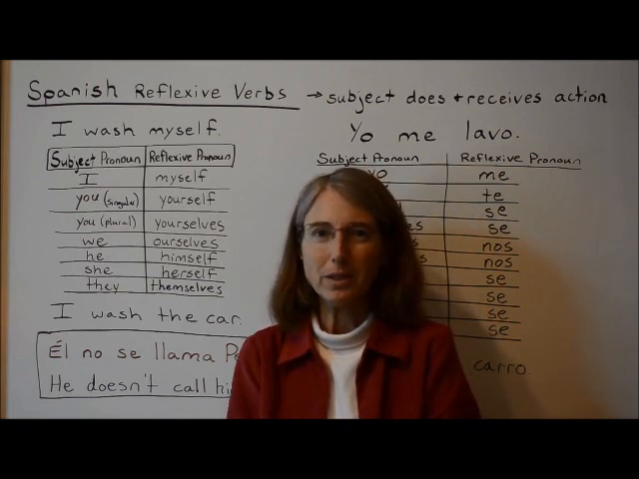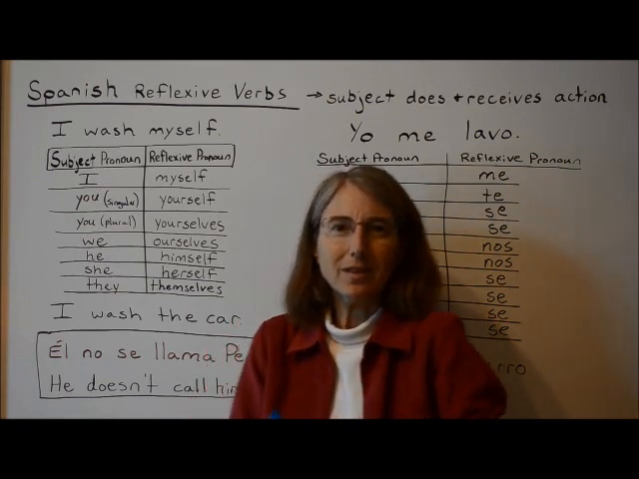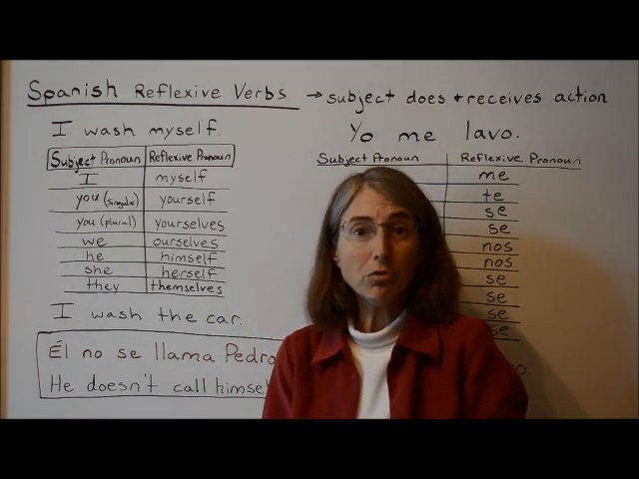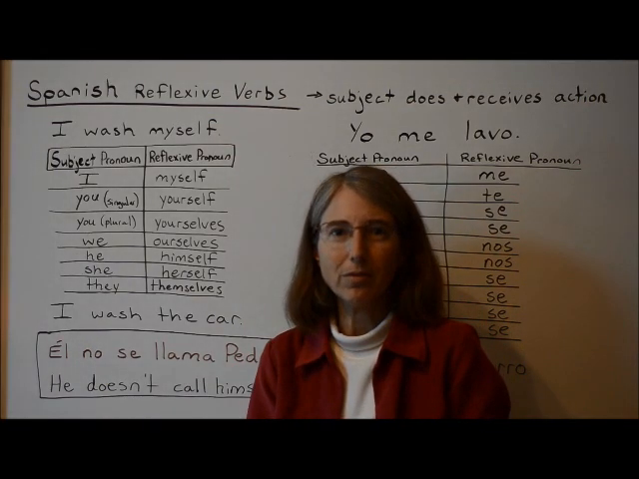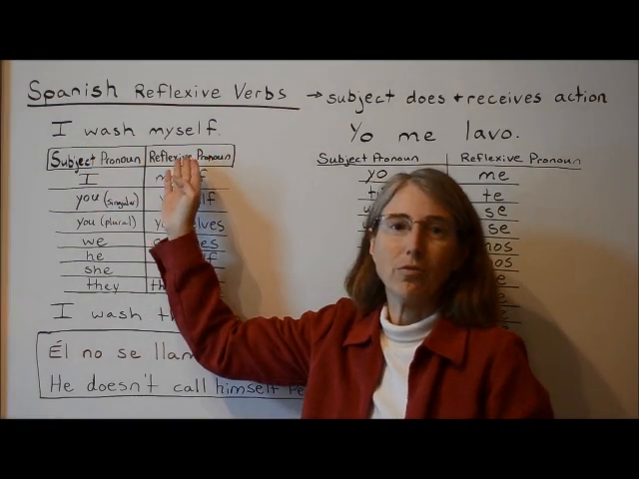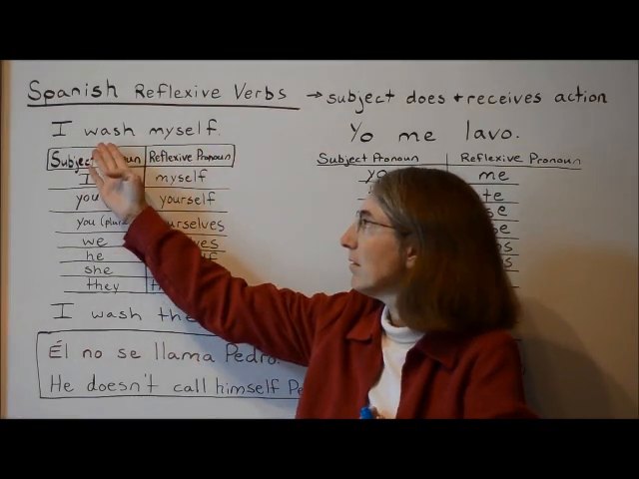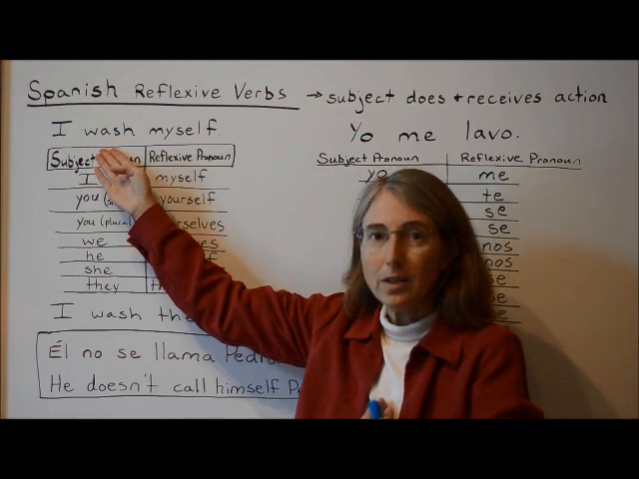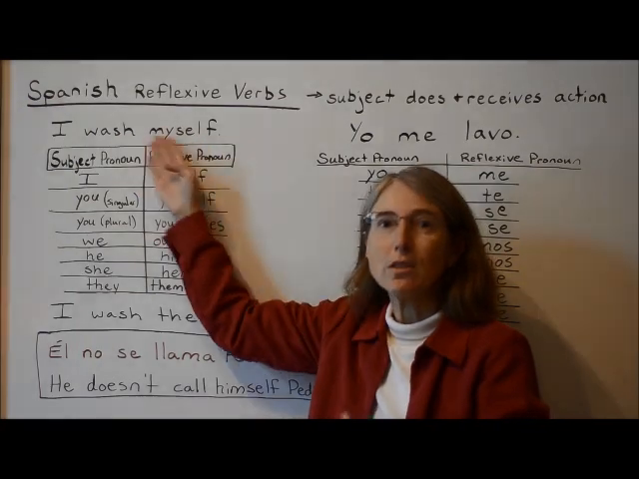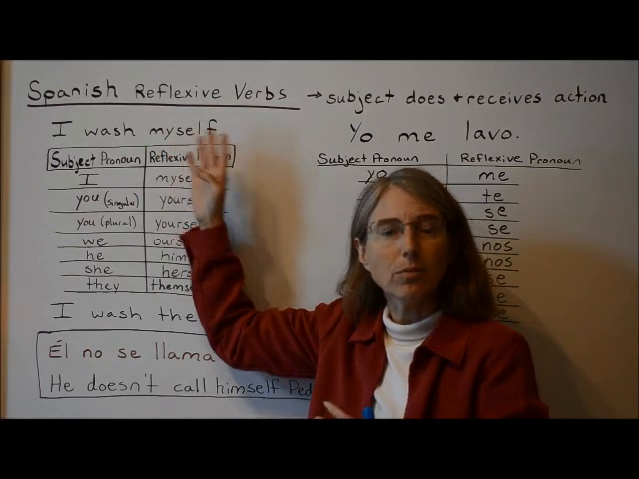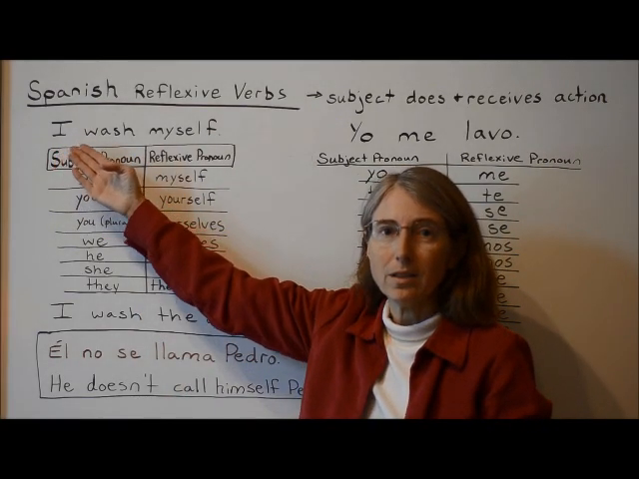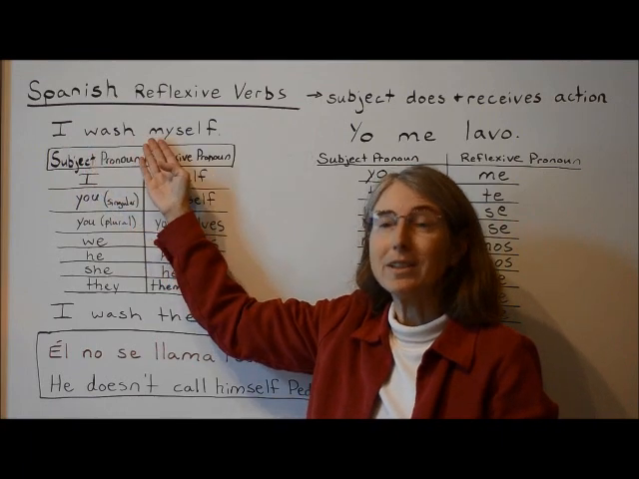Today we're going to talk about how to use reflexive verbs in Spanish. Reflexive verbs are simply verbs in which the subject is the doer of the action and the recipient of the action. We use these verbs in English and we don't often recognize them. An example would be, I wash myself. So I is the subject, wash is the verb, and myself is in reference to the subject receiving the action.